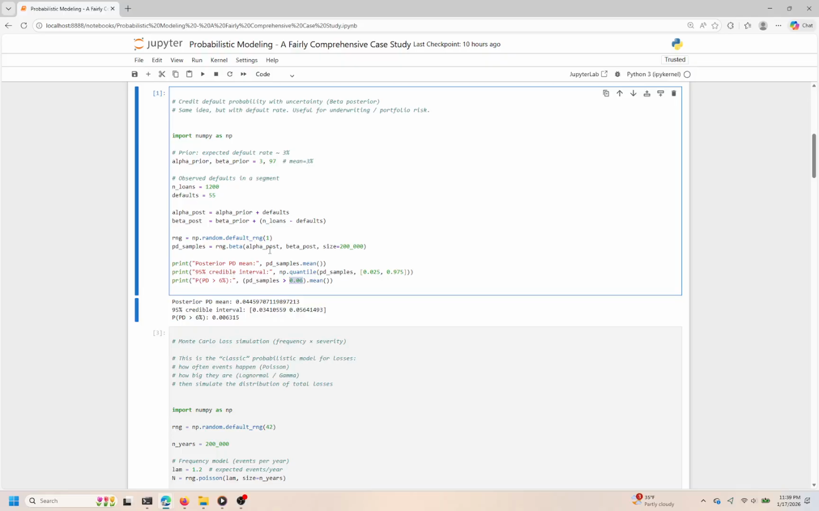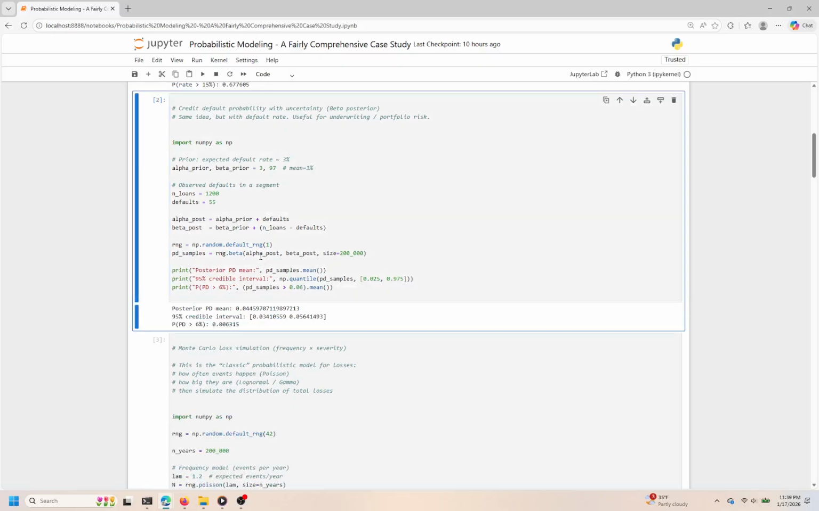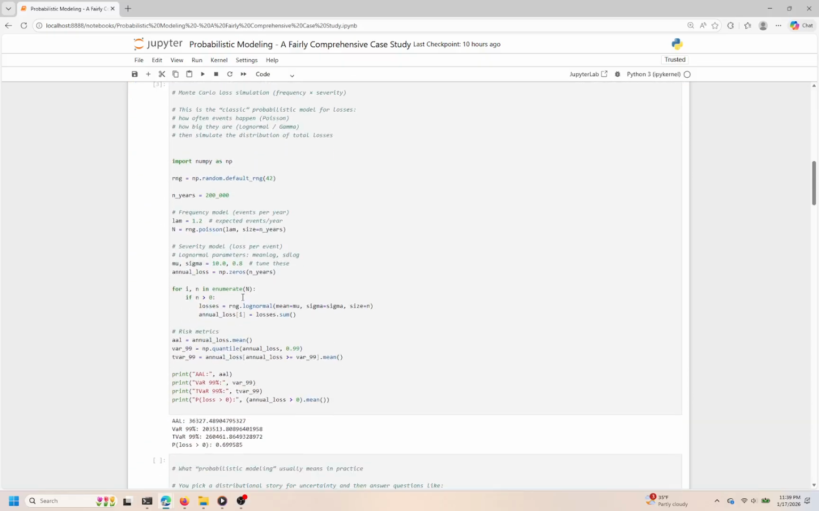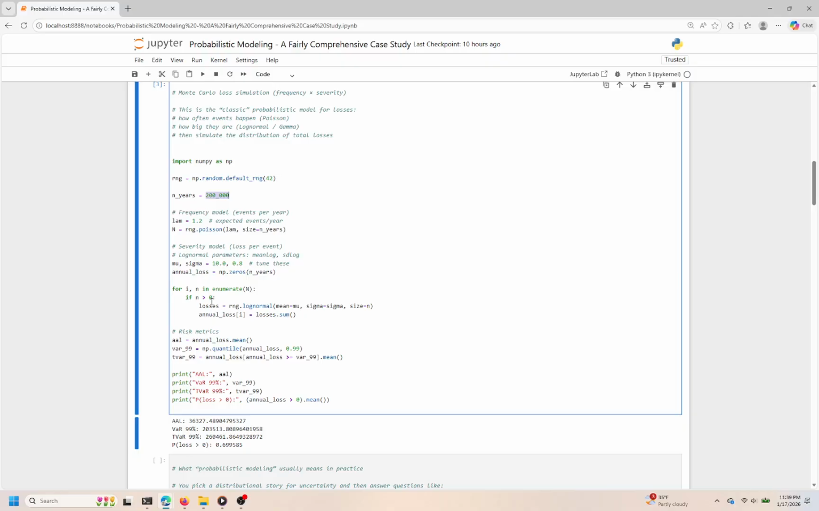Cell 4. In this cell, we're diving into a Monte Carlo simulation to model loss events through a probabilistic approach. This method is crucial for understanding risk in various domains, especially finance and insurance, as it helps us estimate the frequency and severity of potential losses. The process begins by simulating how often these loss events occur, modeled by a Poisson distribution. We've set an expected event rate of 1.2 per year, generating data across 200,000 years. Each of these years will yield insights into potential losses, shaping our understanding of risk dynamics.